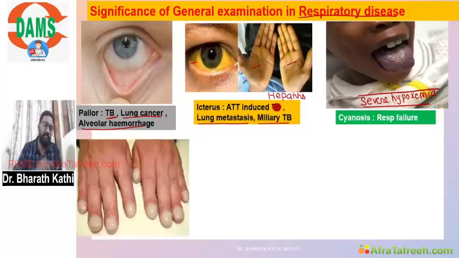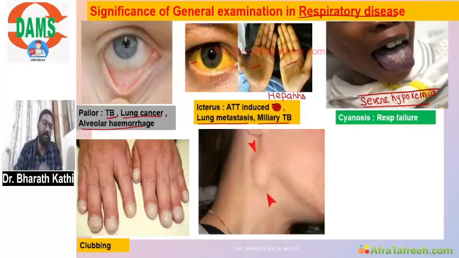Then what is this common sign? This is clubbing. How is clubbing related to respiratory disease? What are the mechanisms, and what do you infer from clubbing? What are the theories? What are the grades? They will ask you. Clubbing is very, very important and it is an examiner's favorite question. I will discuss clubbing in detail, don't worry.